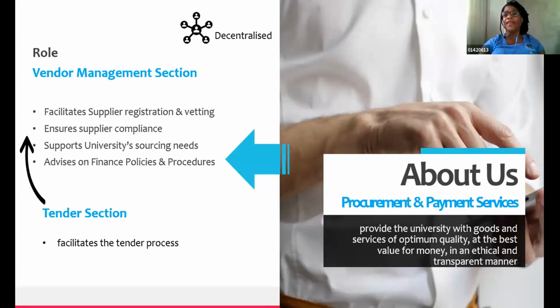There's also a tender section within the Procurement and Payment Services Department, which facilitates the tender process. Once they advertise the tender or request for quotations, and once a tender has been awarded, whichever company won the tender is transferred to my department so that we can start their registration process. So that's how it works.